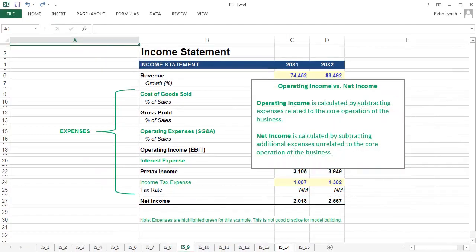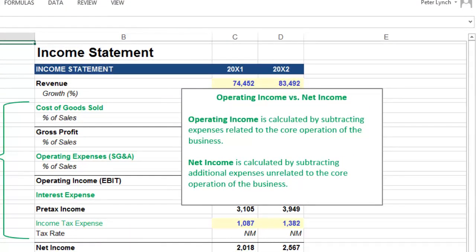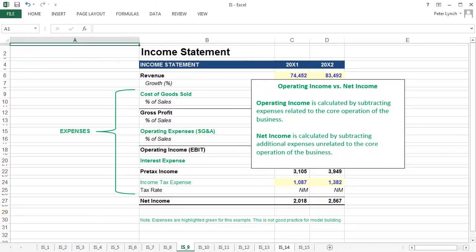Having briefly defined expenses, I wanted to move on to operating income and net income. Operating income, or EBIT, an acronym for earnings before interest and taxes, is calculated by subtracting expenses related to the core operation of the business. And net income is calculated by subtracting additional expenses unrelated to the core operation of the business. It's important to distinguish between the two because operating income, or EBIT, is a better measure of a company's ability to operate efficiently.